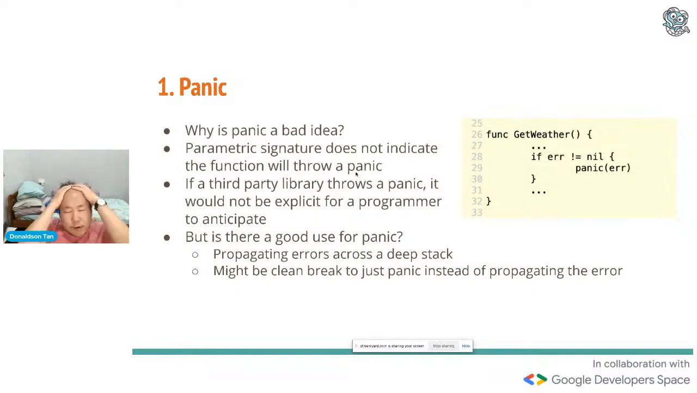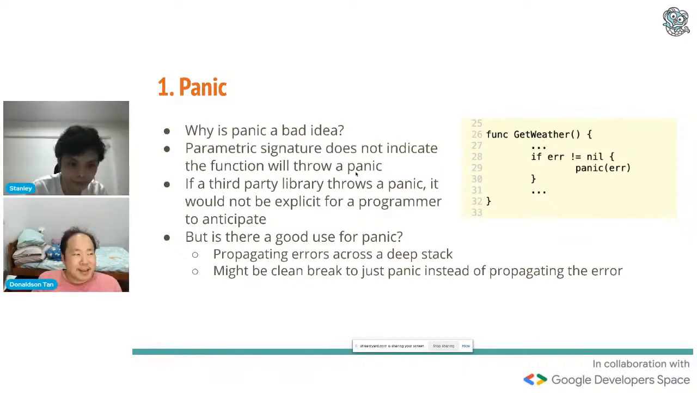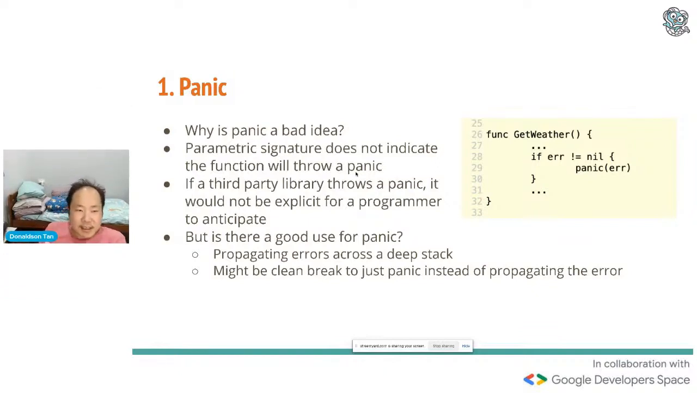When we go through the code, one of the common problems we always see is that some developers, when they experience an error, will call panic. Why does this happen? Typically, in most cases when we start learning Go, the first thing we learn in the hello world example is the panic on error: if err not equal to nil, we just panic. That is one of the first things we learn when we learn Go. So some of these habits will just carry on, but in a production environment, it's a bad idea.